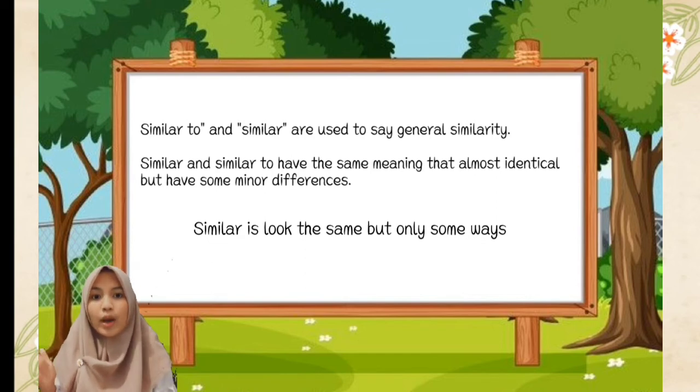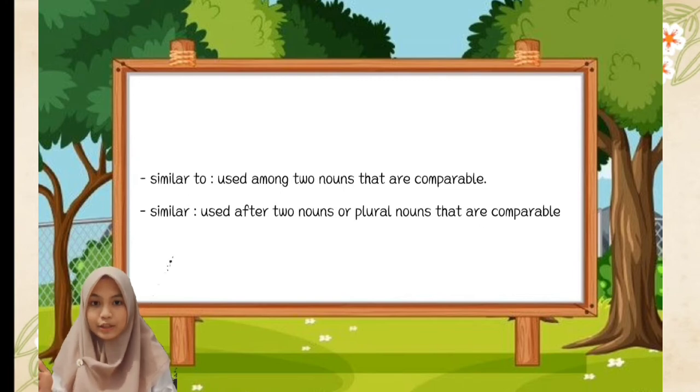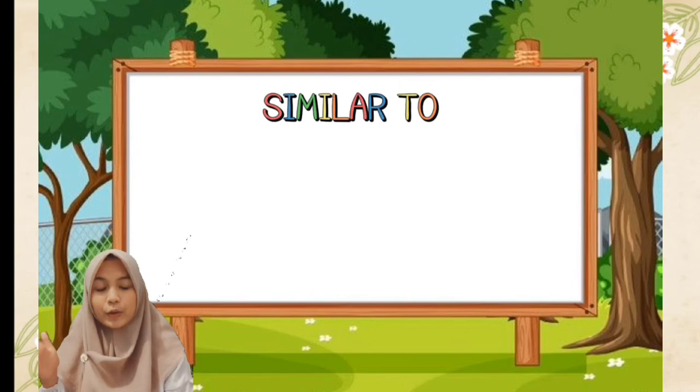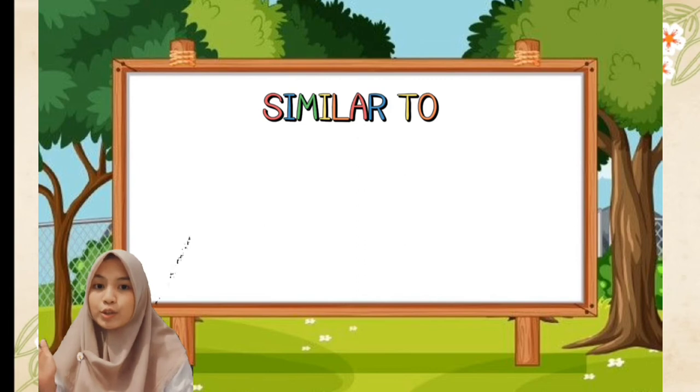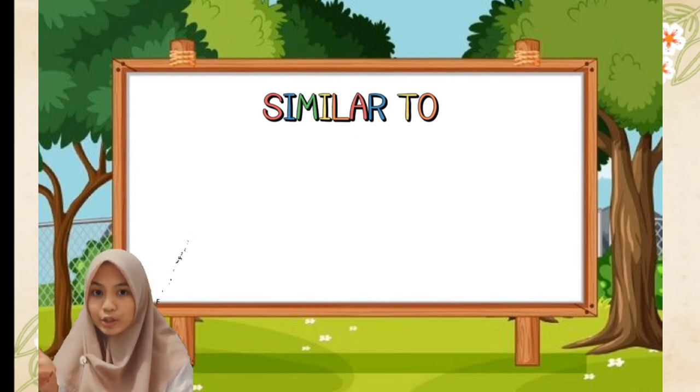Although similar to and similar have the same meaning, they have different uses in sentences. Similar to is used among two nouns that are comparable. Similar is used after two nouns or plural nouns that are comparable. In this video, I will not describe in detail about similar because my friend has described it. So I just focus on explaining the use of similar to.